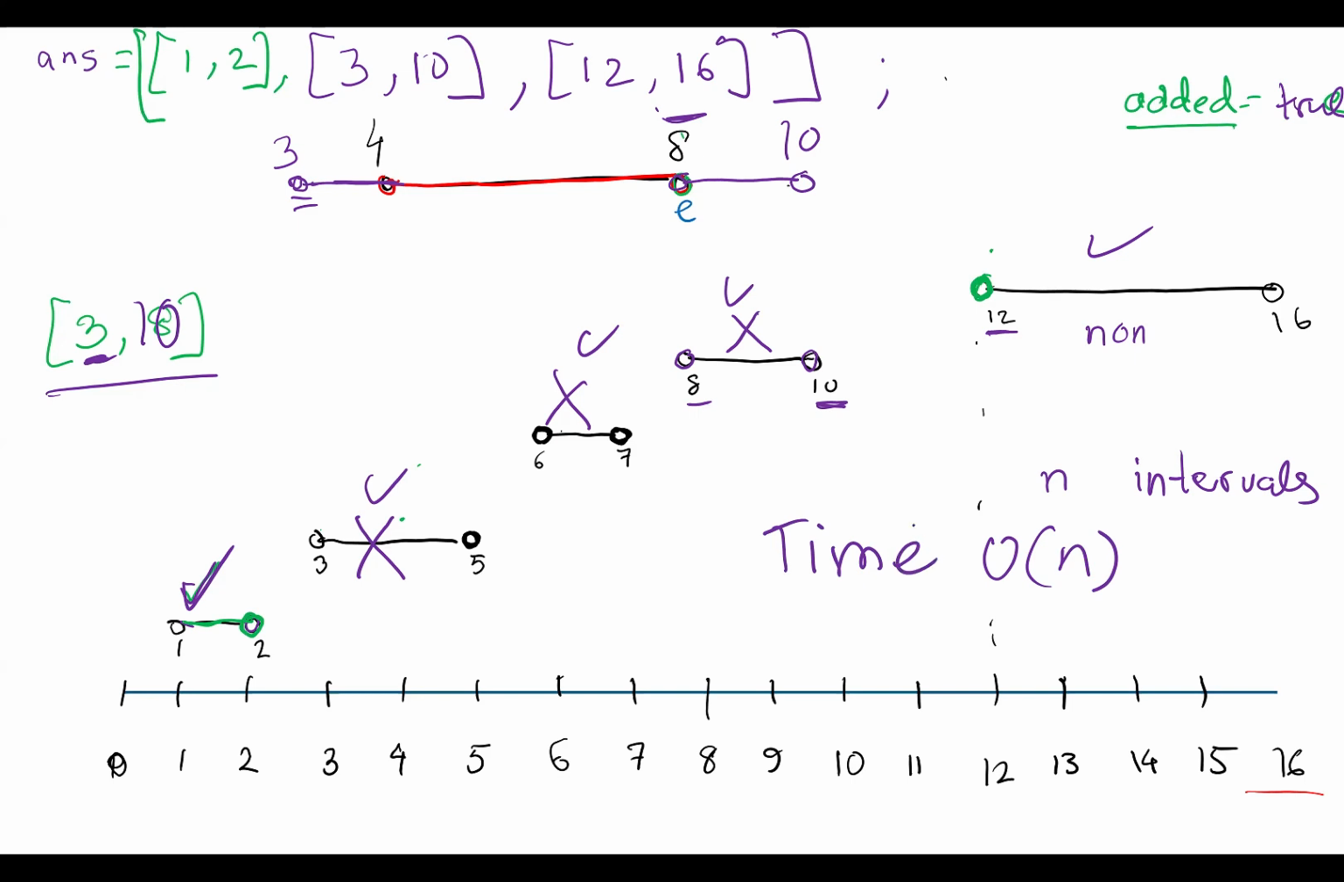The space, well, we are not using any extra space. So just for this one, we are just using a constant space to keep track of the merging, right? So it's a constant space. So the space is order of 1.